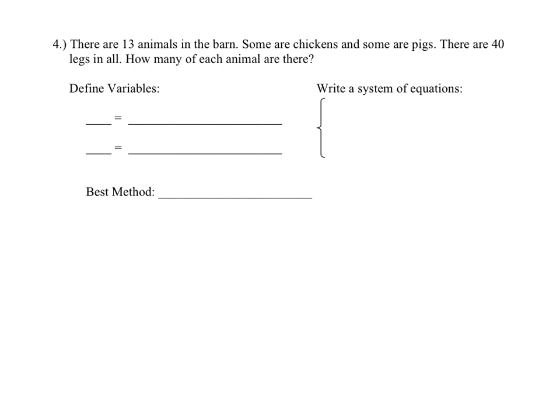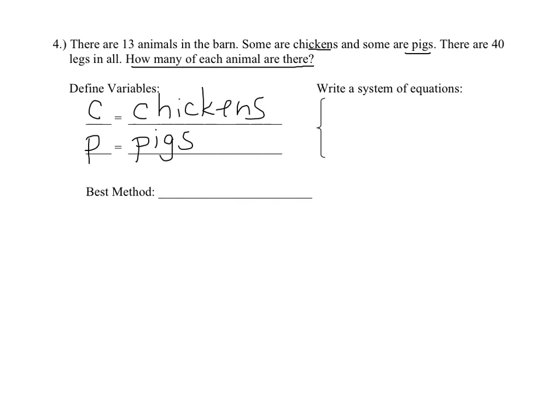There are 13 animals in a barn. Some are chickens, some are pigs. There are 40 legs in all. How many of each animal are there? Well, the question, how many of each animal are there? Well, there are your variables right there. We've got chickens and we've got pigs. I'm going to go ahead and use C and P. So I've got chickens is C and P is pigs. Now I'm talking about how many of each that I have, right?